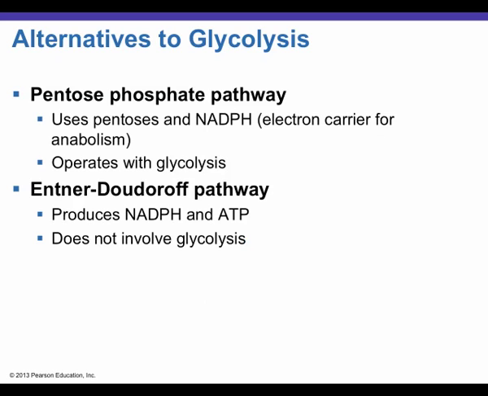There are other alternatives to glycolysis. It's not the only way that we break glucose, called the pentose phosphate pathway and the Entner-Doudoroff pathway. Just write this down, and we're probably never going to talk about it again.